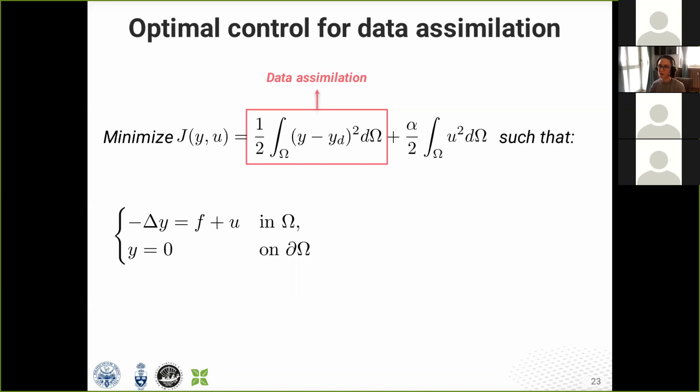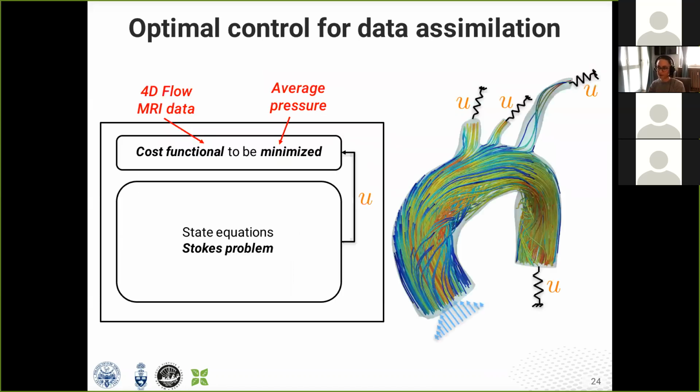And that's how optimal control was used for data simulation. So that's really convenient for our problem, and that's how we apply it to our case. We can still minimize a cost functional where we insert our patient-specific data: the 4D flow MRI data, and the average pressure of the patient that we know. And this is constrained to state equations that we choose to be Stokes equations.